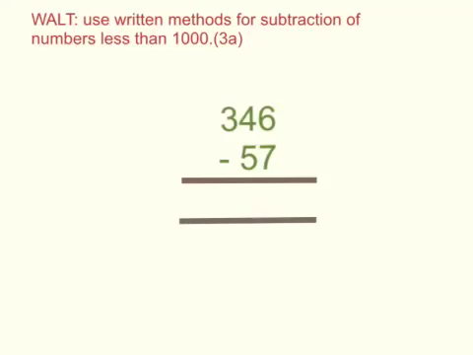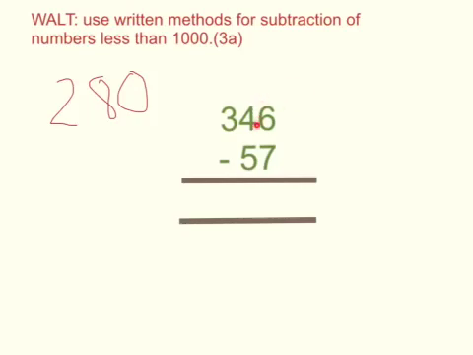Today we're going to subtract 3 and 2 digit numbers using decomposition. I'm going to start with an estimate. 346 rounds to 350. Subtract 57, which rounds to 60. I therefore have an estimate of 280.